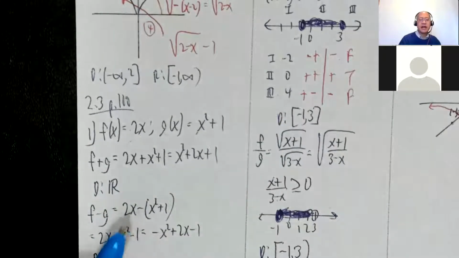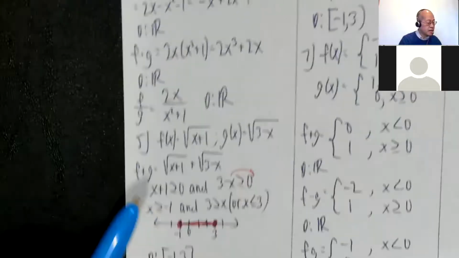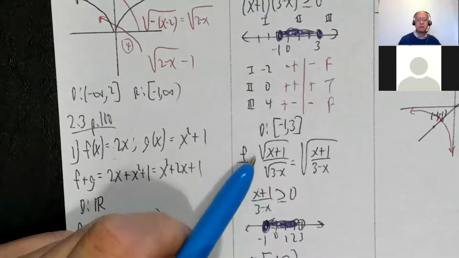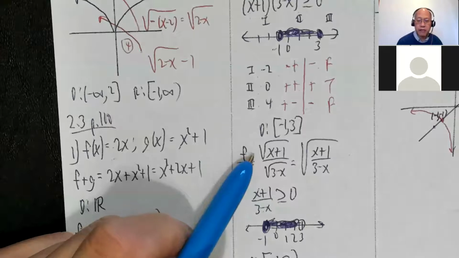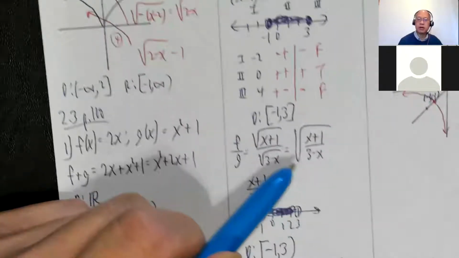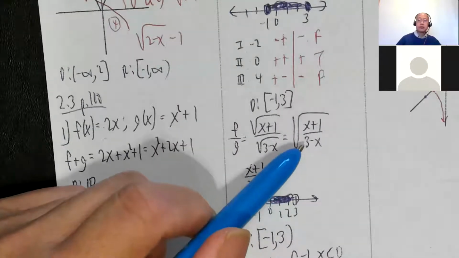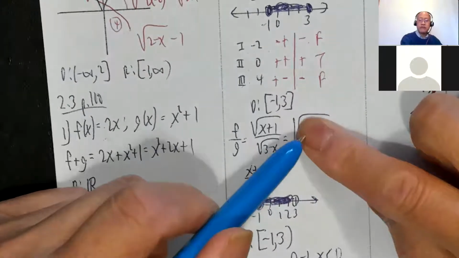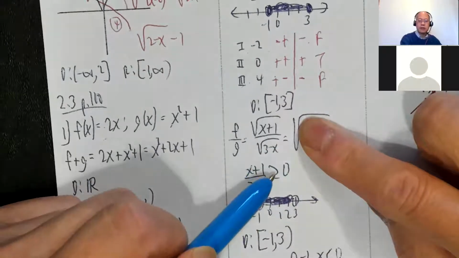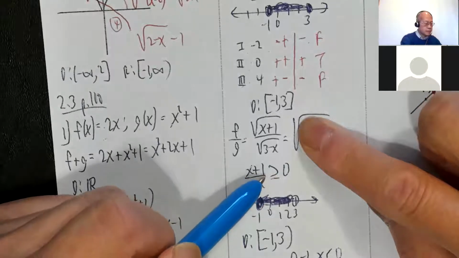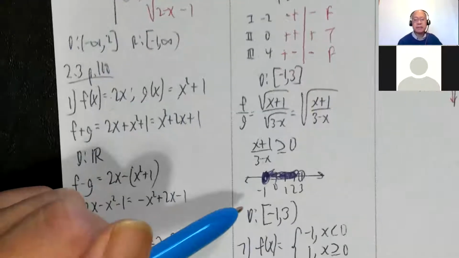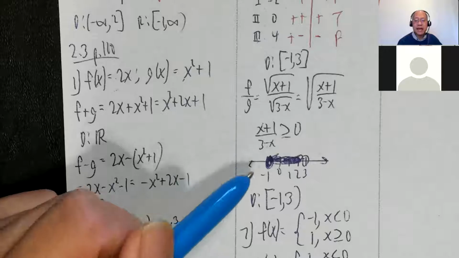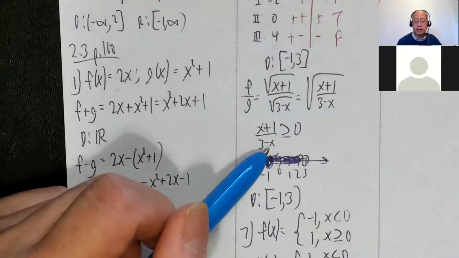For division, f divided by g, f over g is just that divided by that. And yes, we have a property of radicals that I can put the whole thing under 1. So square root of x plus 1 over 3 minus x. So the thing behind my finger is greater than or equal to 0. The analysis comes out to be exactly the same, except 3 is no longer allowed because 3 in the denominator gives me a 0.